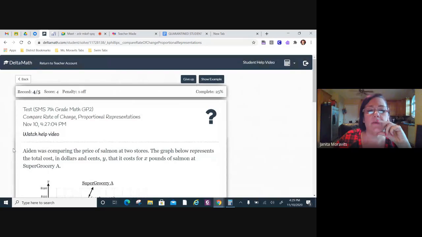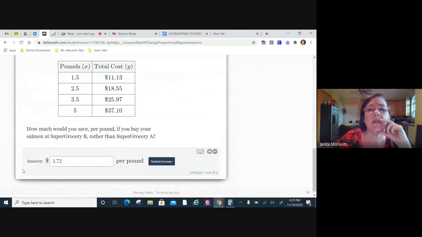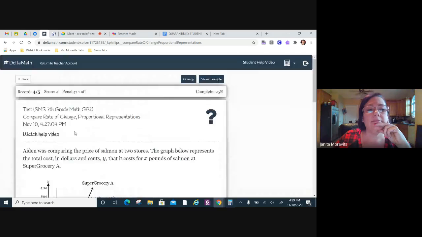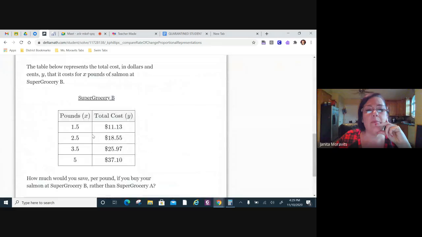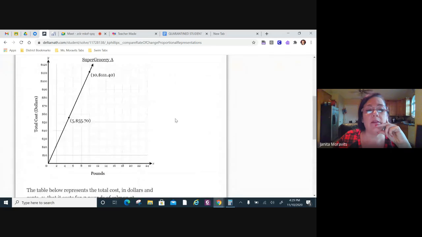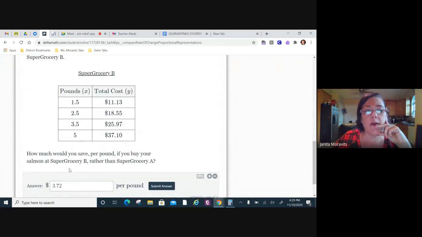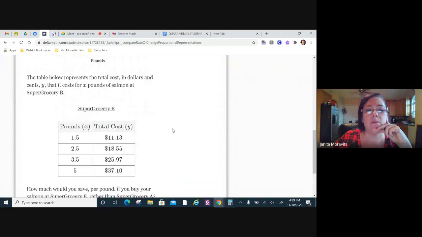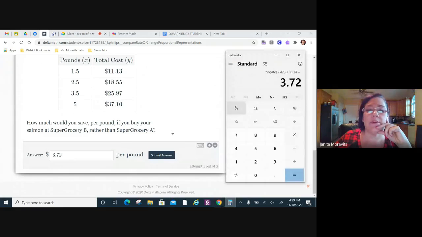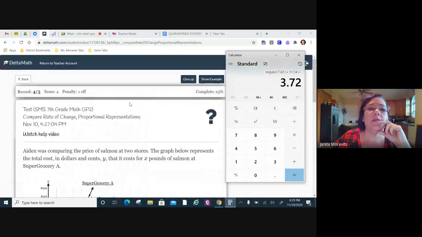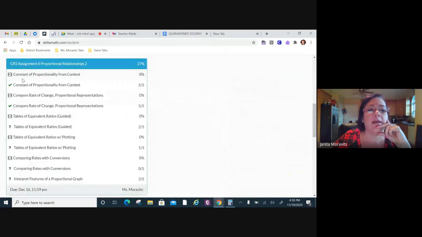It's going to be ugly to me again. So Delta Math is starting to be ugly. It's okay. 372 is definitely the right way to do this. We figured this out per pound. And they want to know how much you save per pound. So we found 1 pound here, and then we subtracted 1 pound here, and we saved 372 per pound. There it is right there. So what I'm going to do, I'm going to go back, and we're going to go on to the next section.